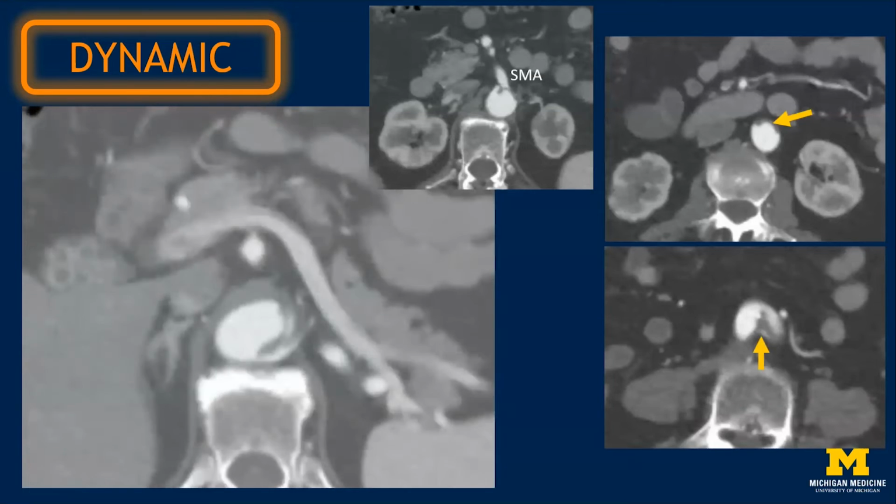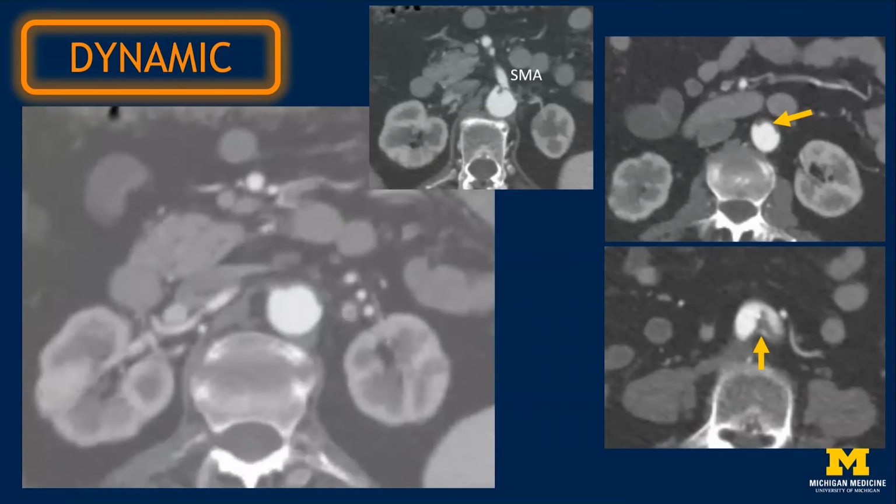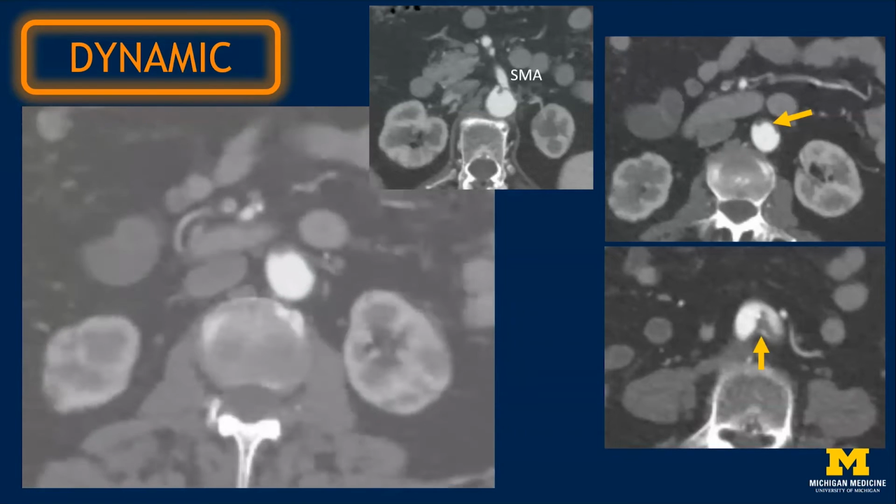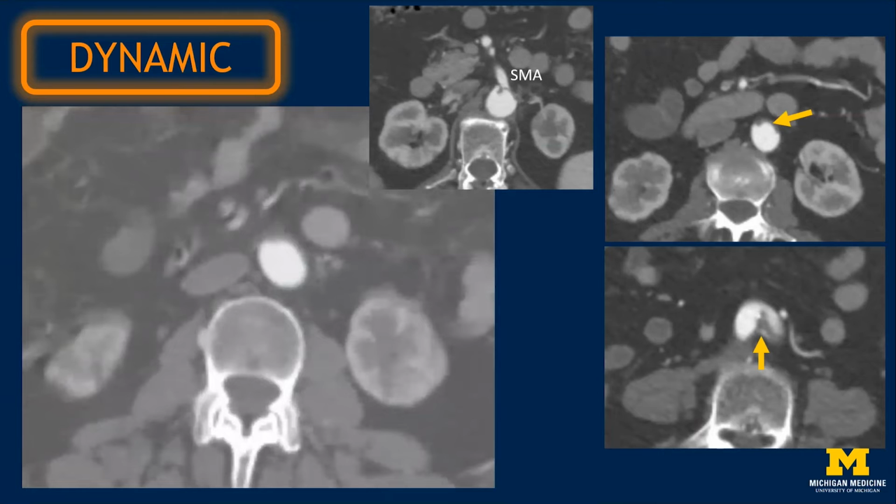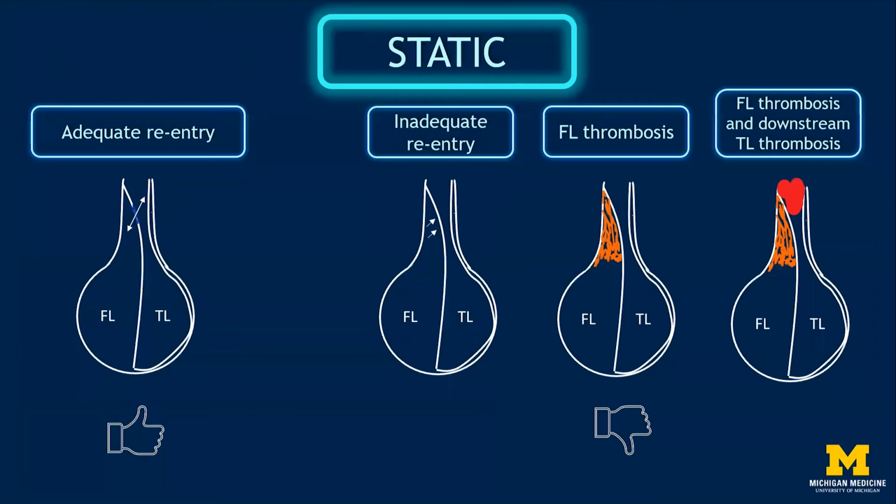So here we see a severe case of dynamic compression in the SMA. The true lumen of the aorta throughout the visualized segment is slit-like. The dynamic obstruction involves additional important branches as well. On the bottom right, we see the true lumen as barely opacified at the aortic bifurcation, which contributes to lower extremity ischemia in addition to the SMA ischemia.